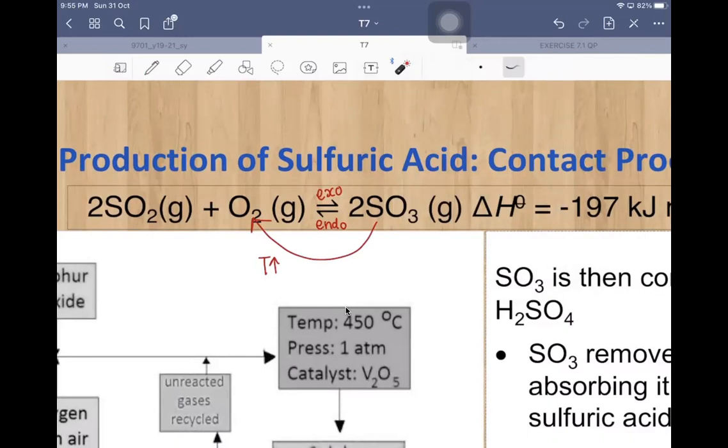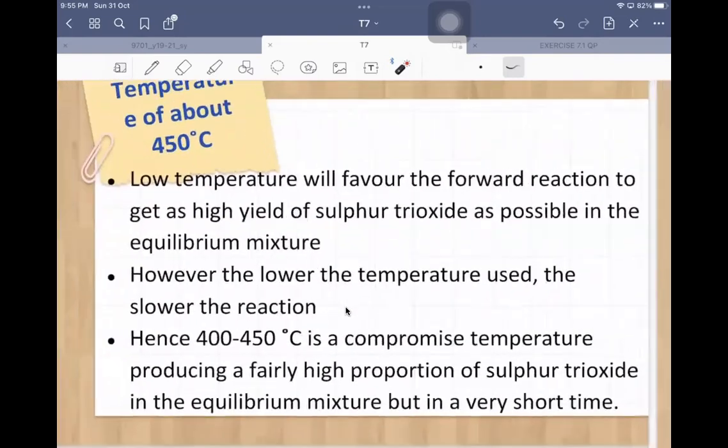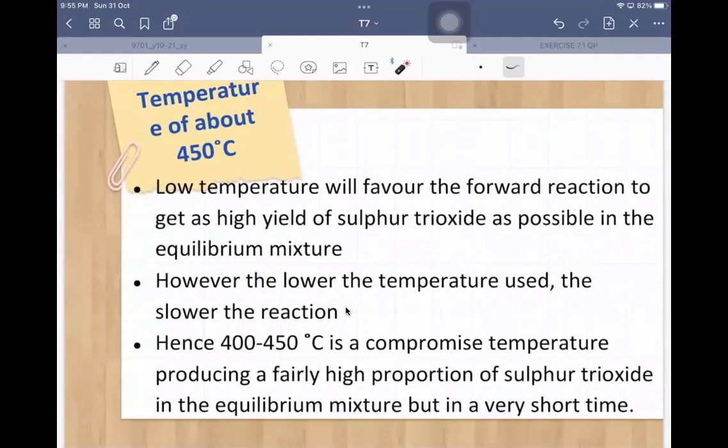Then you may say, why don't we go really, really low? If your temperature is super low, your reaction will be really, really slow. We are talking about commercial production here. You want to produce product in a short time, and you really don't want to compromise on the time of the reaction. So 450 is about in the middle. It's a compromise between the yield and the speed of the reaction, just like your ammonia. You can read this, I will move on.